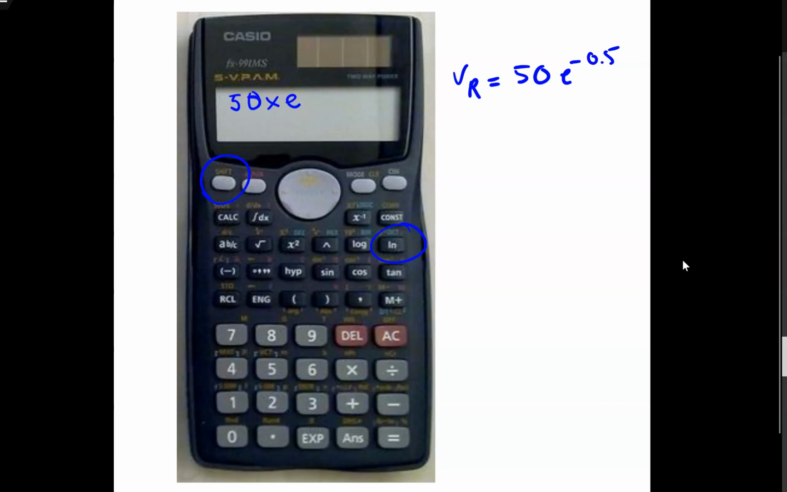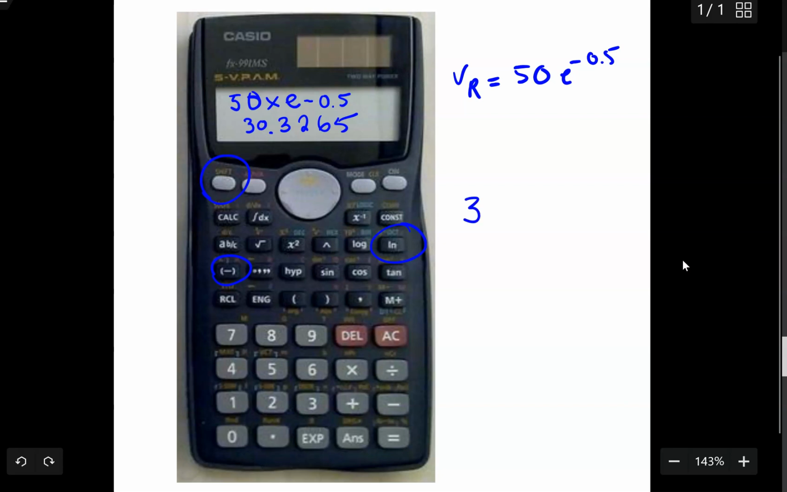Then I raise that to the exponent negative 0.5. So I will press the negative sign, and then you key in 0.5, negative 0.5, and press the equal sign to see what we get. Yes, and we are getting 30.3265.